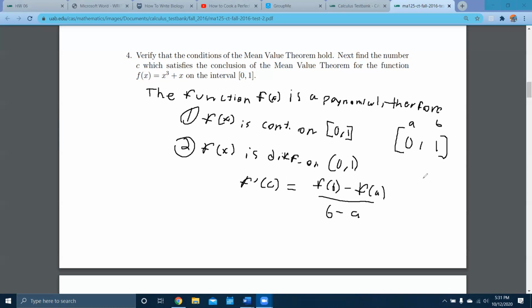So you plug in some values, you get f of 1, which is b, and that's going to be equal to 1 cubed plus 1, which is going to be 2. And then f of 0, which is going to be 0 because it's 0 cubed plus 0. And you plug in those values, you're going to get 2 minus 0 divided by 1 minus 0 equals 2. So that means that f prime of c must equal 2.